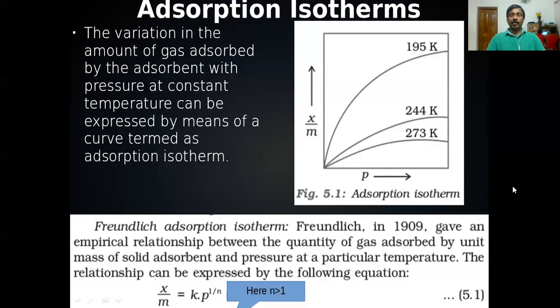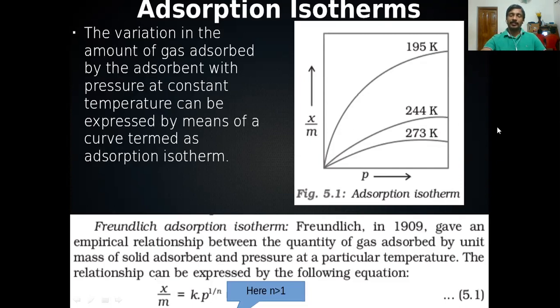The variation in the amount of gas adsorbed by the adsorbent with the pressure at a constant temperature can be expressed by means of a curve termed as adsorption isotherm. Amount of gas adsorbed, how can you represent it? As x by m. What is x by m? Mass of adsorbate adsorbed per unit mass of adsorbent. That is x by m, that is the amount of gas adsorbed. That is plotted against pressure.